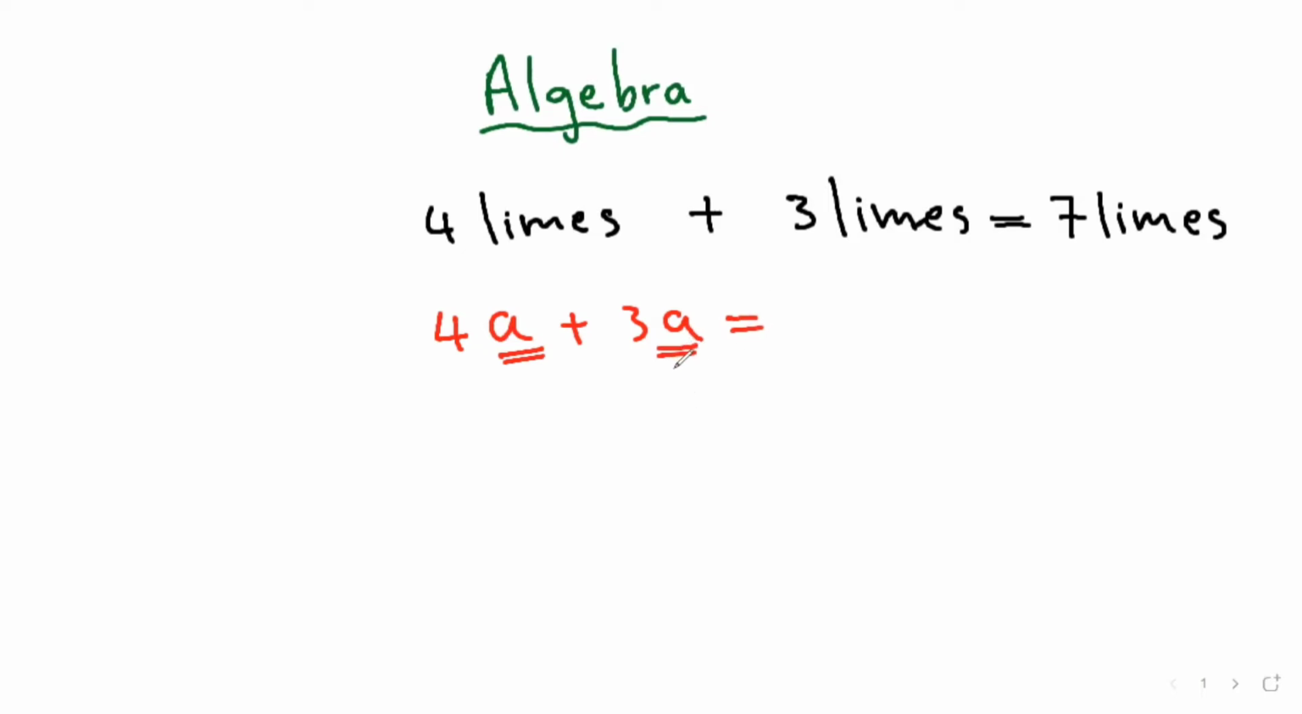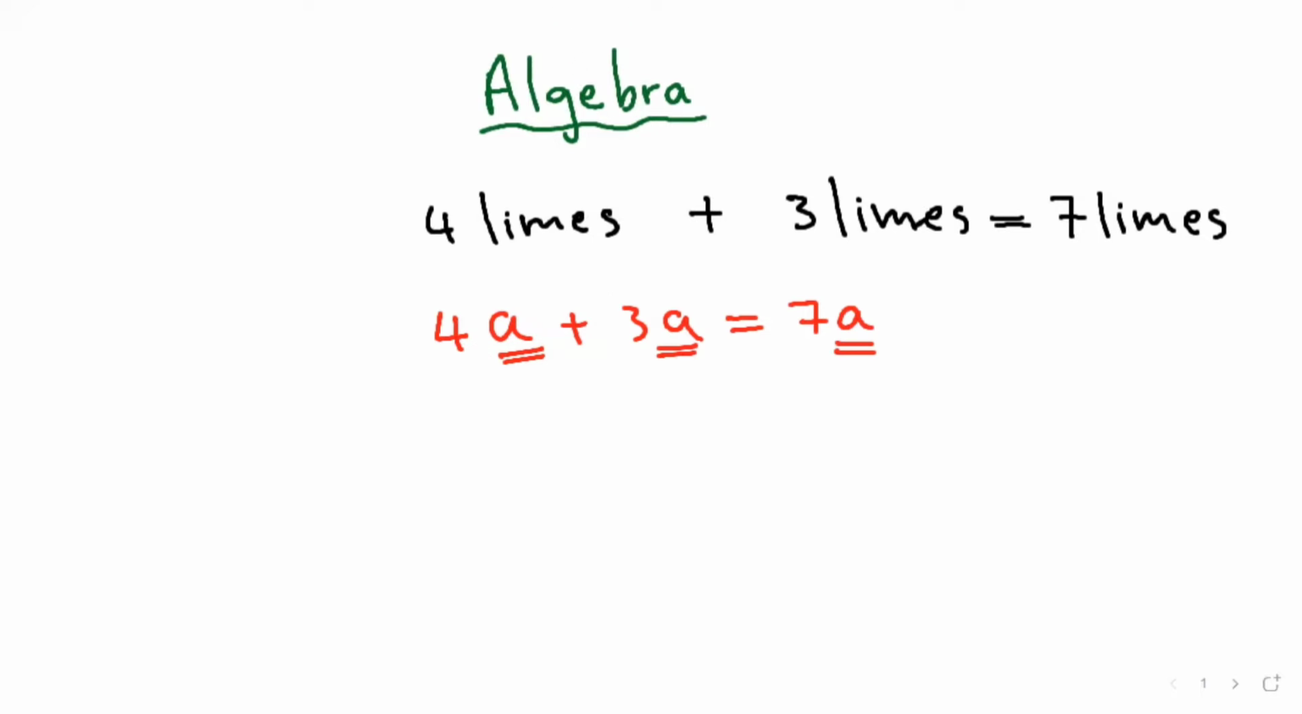So what we take away from here is that so long as the terms have the same unknown, it is possible to compute. It is possible to add them. As a result, 4A plus 3A would give us 7A. And this also makes perfect sense, in spite of the fact that we don't know what A is.